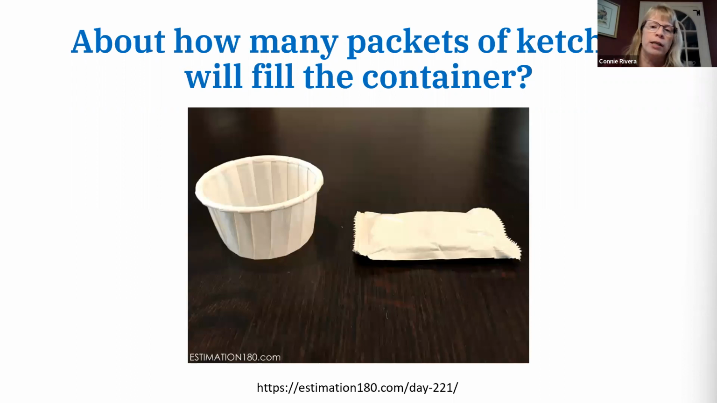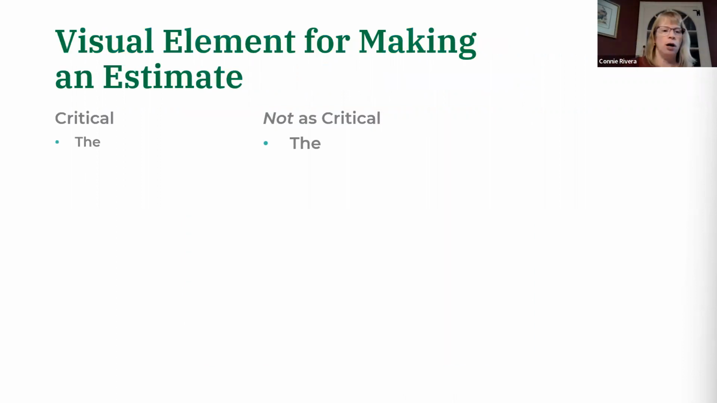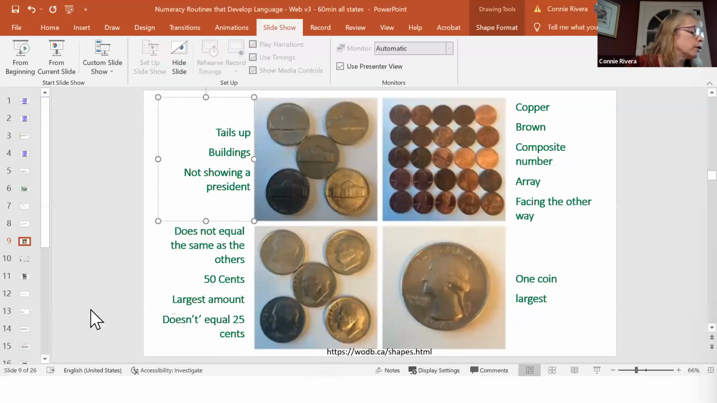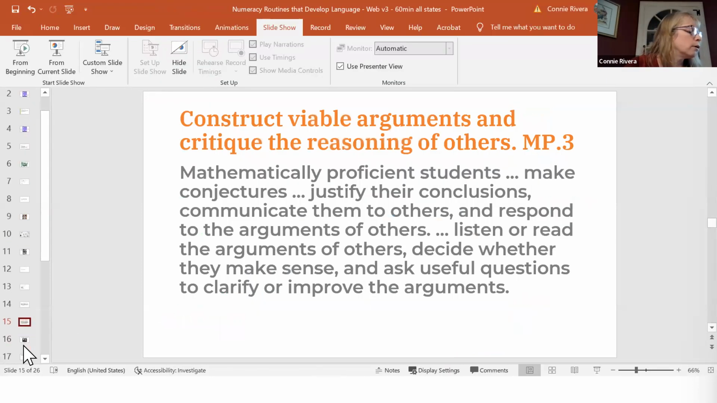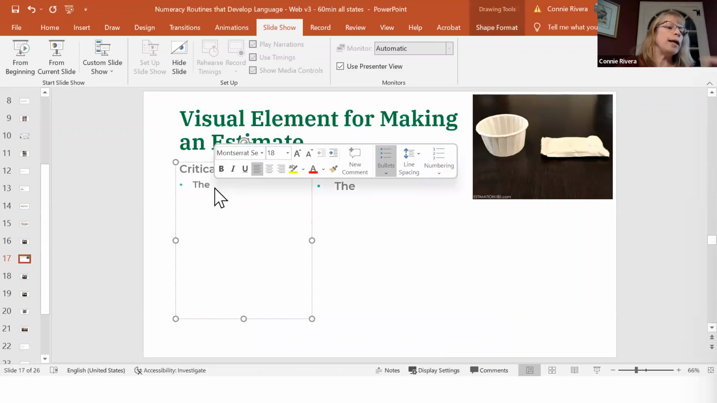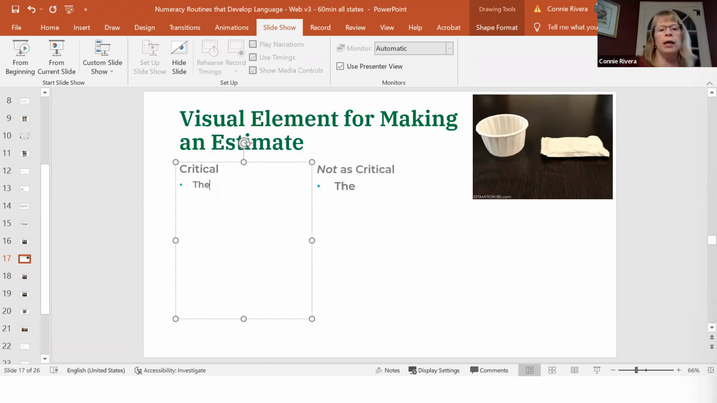What we're going to look at first, here's the picture. What we're going to look at first is the visual elements that are critical for making an estimate. So I'm going to go out to the editing and we're going to fill in both sides of this list here. One more. Okay, so I'm interested first in the critical side. What elements that are visual elements in this picture right here of a ketchup packet and a container, what visual elements will be critical to making your estimate?